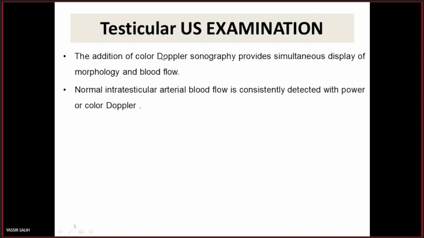If we are interested in assessment of the blood flow, for example, to exclude testicular torsion, you have to use color Doppler. In color Doppler, there are two techniques: one is called power and the other is called color Doppler. This is a knob, a key. When we press the power key, at this time you can assess the blood flow, or you can press the color key to also assess the blood flow. So both power Doppler and color Doppler techniques are used by color Doppler sonography or ultrasound.